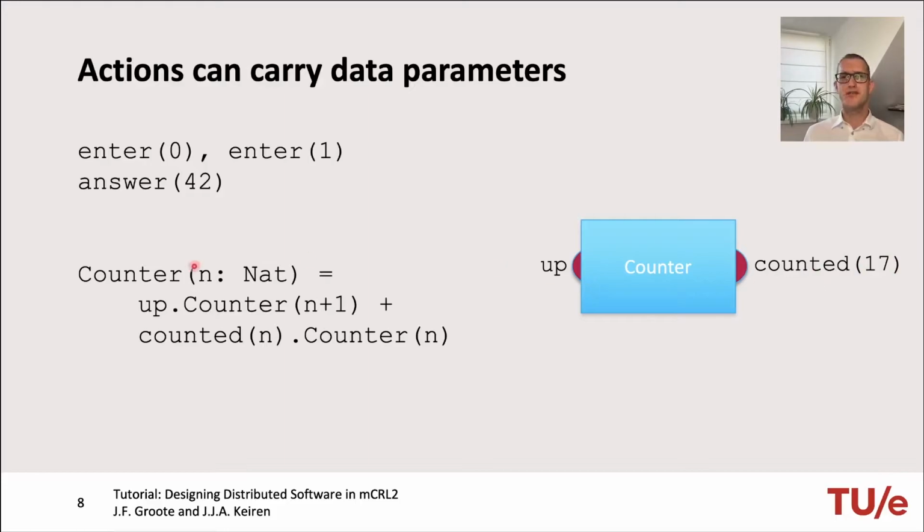So we model this as a process counter with parameter n, which is a natural number. And we then have a choice. Either we do an up action and we recursively behave as the counter process with n incremented, or we report the current value of n using a counted action, and then we behave as the counter process, leaving the value of the parameter unchanged.